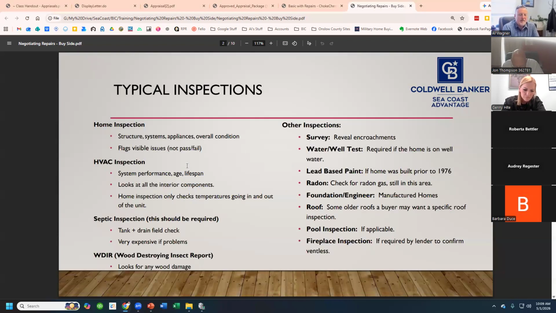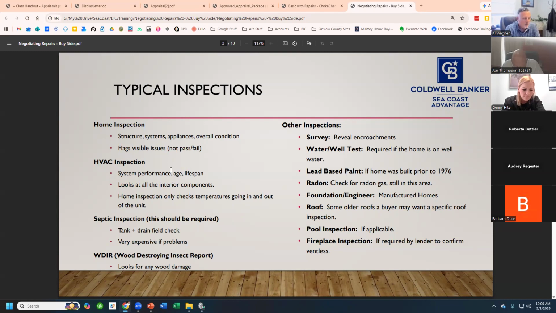Some typical inspections that you have when working with a buyer are a home inspection. They usually check the structure, the foundation. They'll go under and look in the crawl space. They'll check all the systems in the home, all the appliances, overall condition, and they'll flag any visible issues. It's not a pass or fail. They just note, hey, this looks like there's an issue. Hey, there looks like there could be a leak on this plumbing line, things like that.